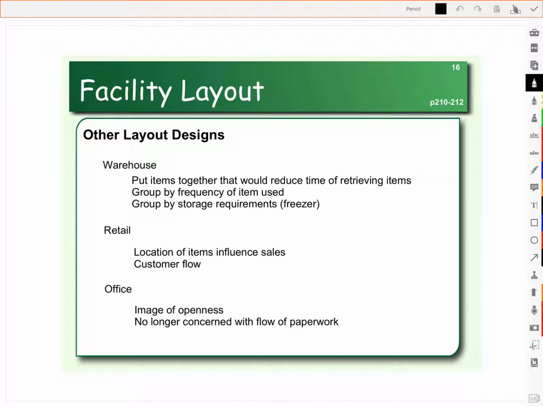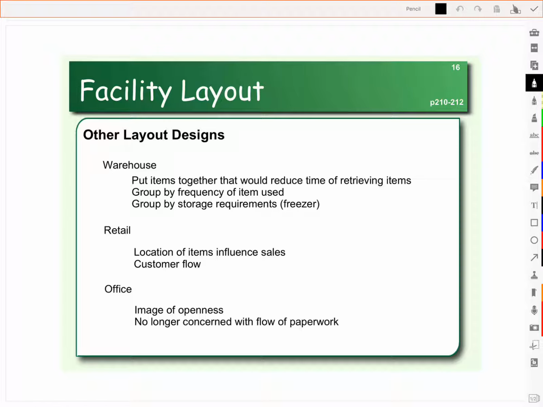Now, when you're looking at other layouts besides product layout, process layout, and the cellular layout, there are things you have to consider. So for example, if we have a warehouse, we need to decide where things are going to be located in our warehouse. So we're going to group items together by the frequency that they are used. And if we are retrieving items from our warehouse, we're going to put the ones that we're going to retrieve the most often closest to the front.